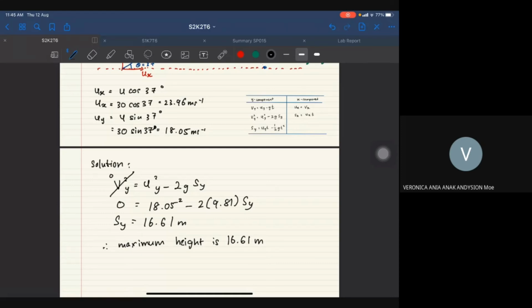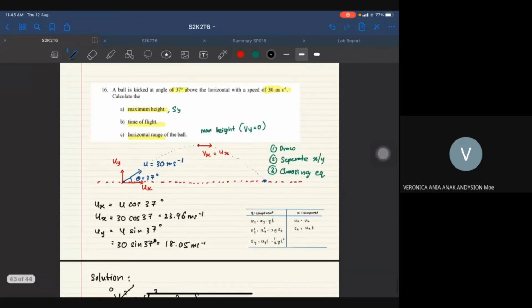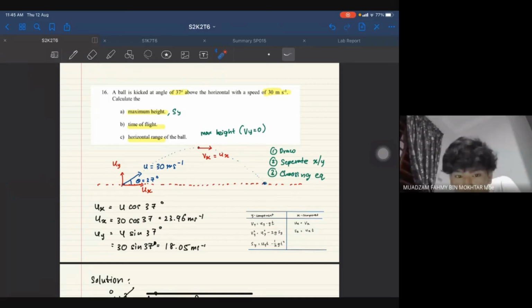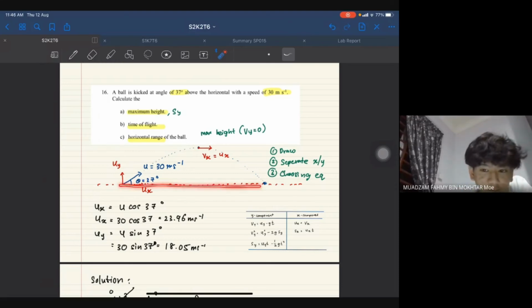Okay, the next question, soalan seterusnya, dia tanya kamu, the time of flight. The time of flight tu time daripada mana, from where to where? Is it from here to here? Or is it from here to there? Mana satu? To there. Sampai hujung lah.